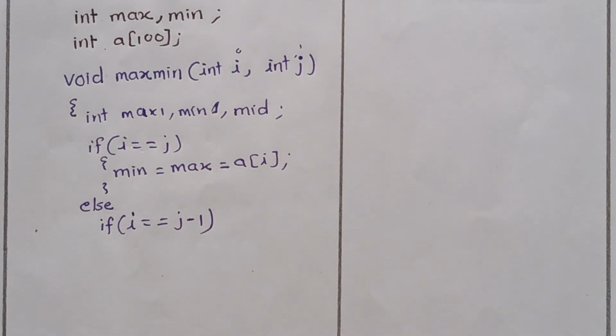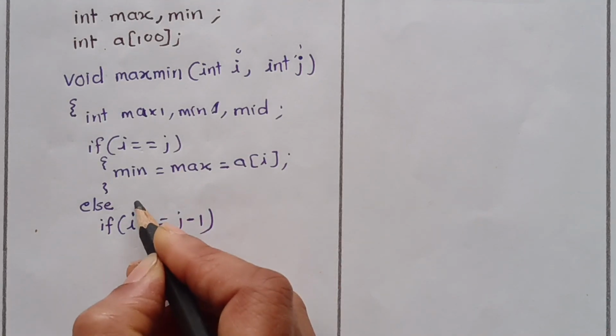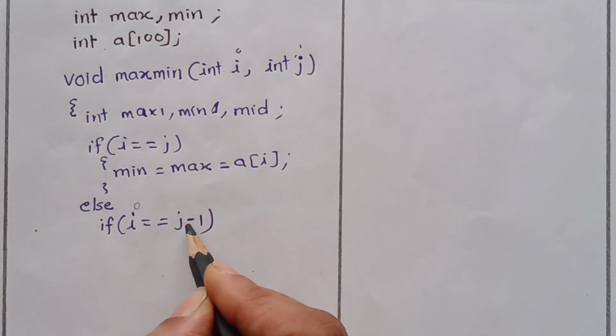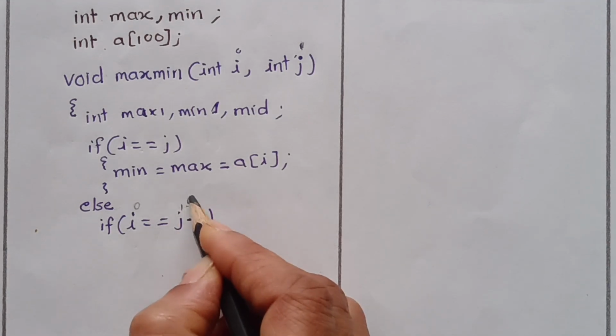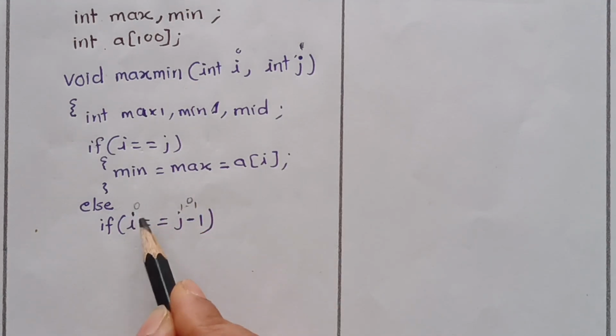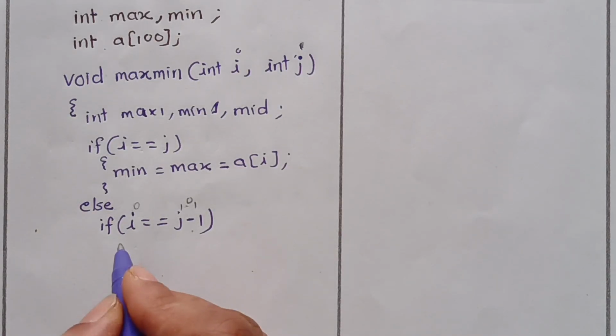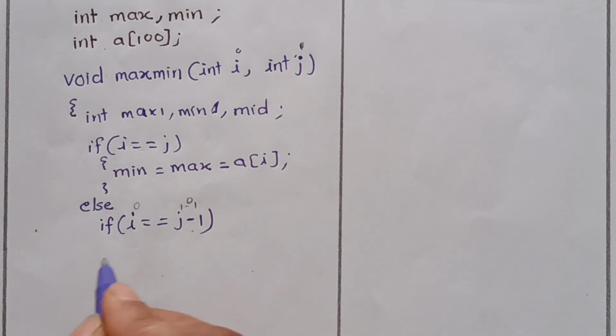So here you can see, i value 0 is double equal to j minus 1. J value is 1, and 1 minus 1 becomes 0. If there are two elements, then this condition will become true. If this is true, what should you do? You have to compare the two elements.